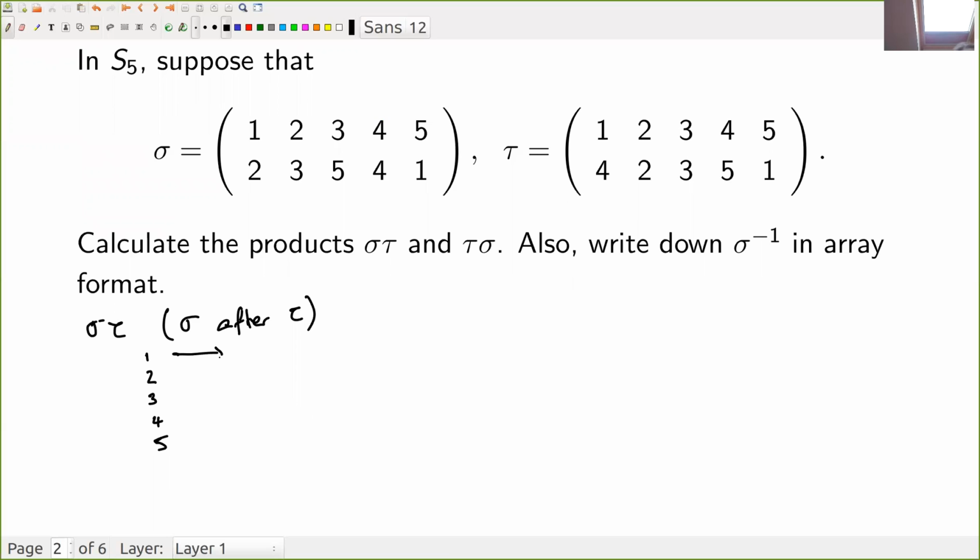And we can write down what it does to each of them. So here's tau being applied first. Tau takes 1, 2, 3, 4, 5 to 4, 2, 3, 5, 1 in that order. And then we can apply sigma to each of these ones.